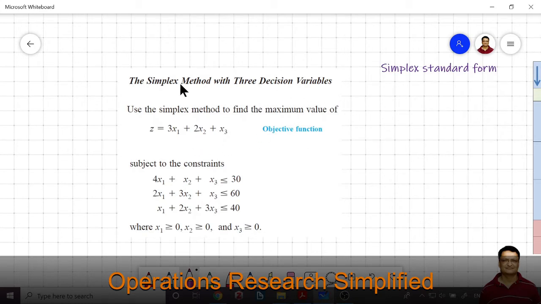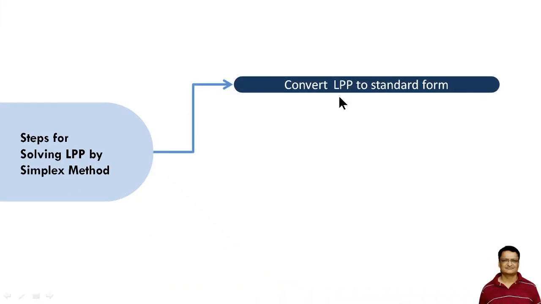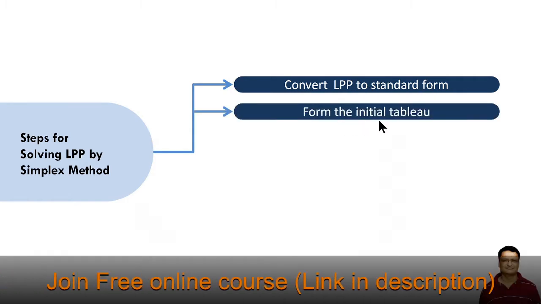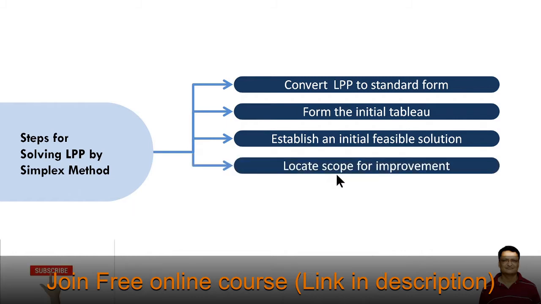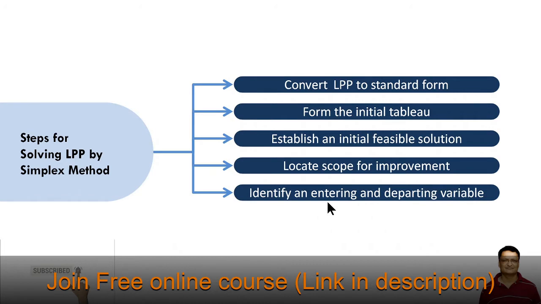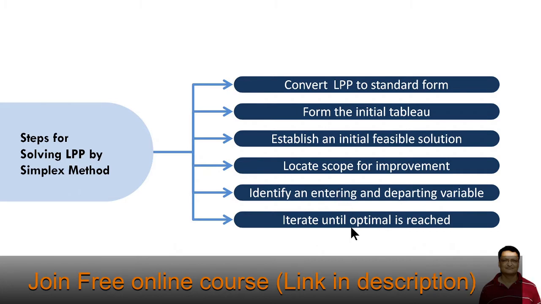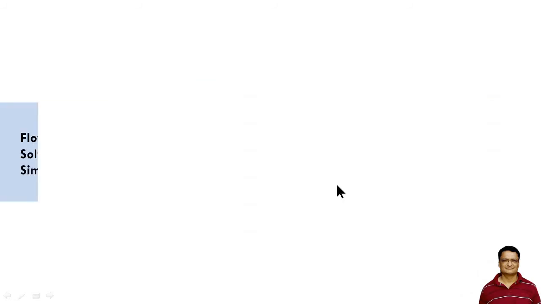Now, before we start actually solving this problem, let us try to understand the complete procedure of how to solve it. These are the steps involved in solving an LPP by the Simplex method. First step is to convert the LPP to a standard form. Second, form an initial table of the LPP. Third step is to establish an initial feasible solution. Fourth step, locate the scope for improvement. Fifth step, identify the entering and departing variable. Iterate until we get an optimum solution. So let us see how these steps are executed.